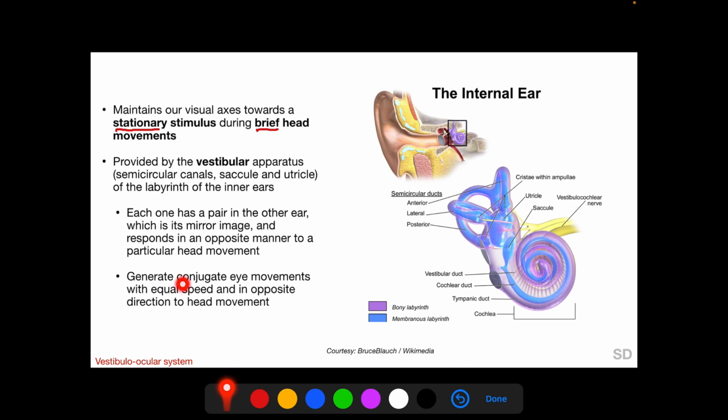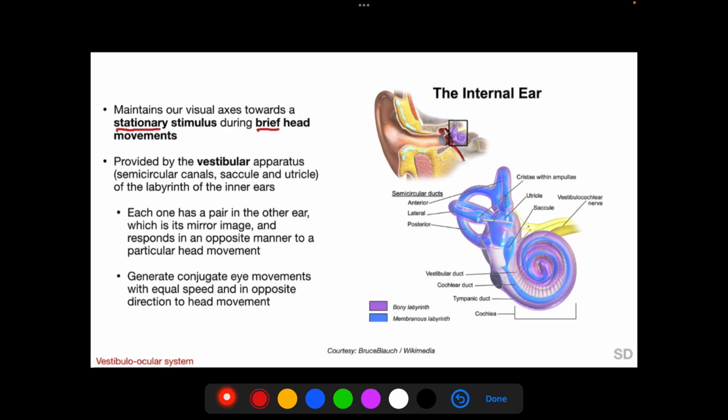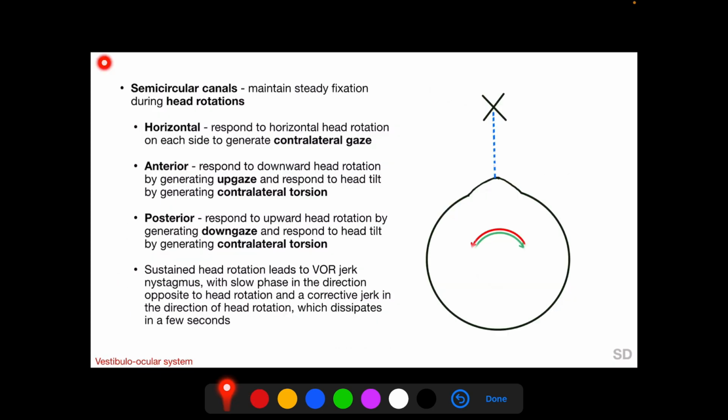And they generate conjugate eye movements with equal speed and in opposite direction to the head movement, as we will be discussing. The responses of the vestibular apparatus of each side are opposite to each other only for horizontal head rotation and head tilt. It is not so for vertical head rotation. The three semicircular canals in each ear, the horizontal, anterior and posterior, are responsible for maintaining steady fixation during head rotation.